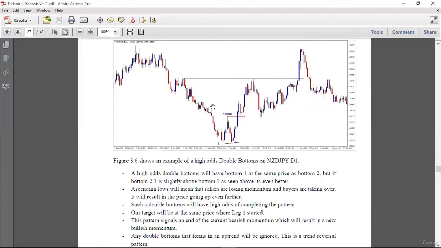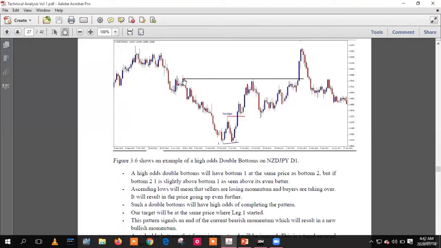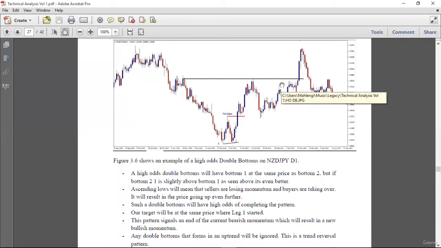If your target is maybe too close, let's say you had a target here around that price, this is a little bit too close to our entry point. So maybe you wouldn't consider trading that, or maybe look for a higher profit margin. You could have used that one, you could have used that one. A high odds double bottom will have bottom 1 at the same price as bottom 2. But if bottom 2 is slightly above bottom 1, it's even better.